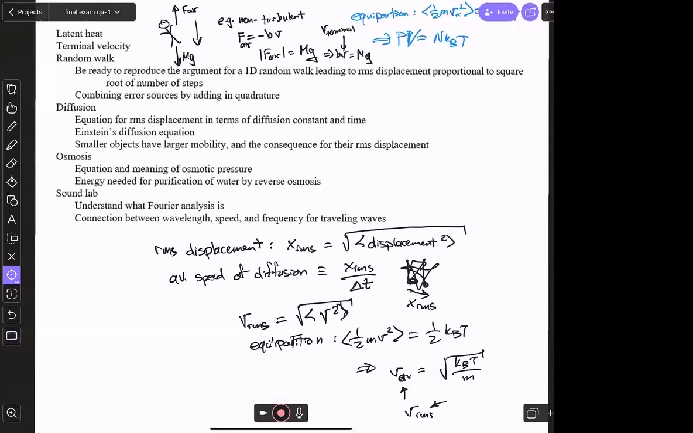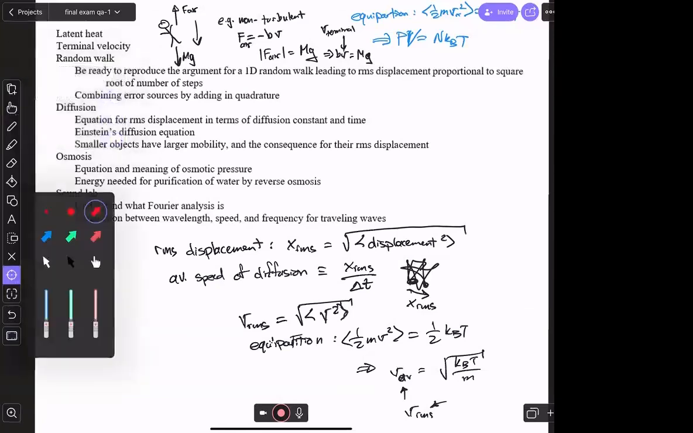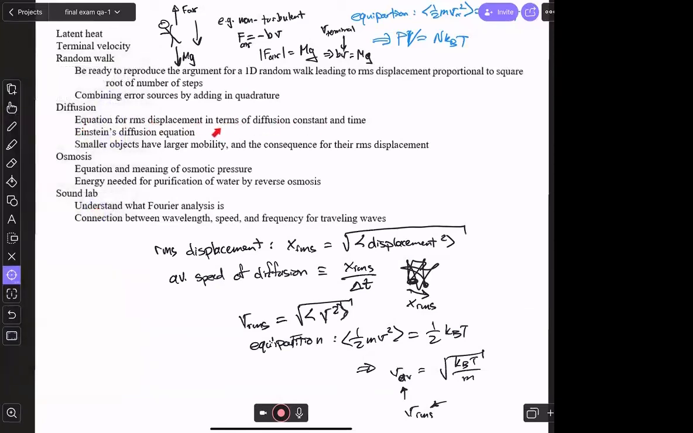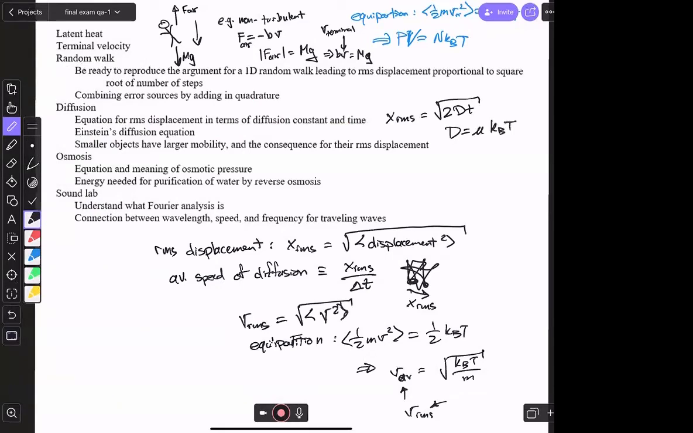Okay, diffusion. So the equation for the RMS displacement in terms of the diffusion constant and time, meaning x RMS equals the square root of 2Dt, and D equals the mobility times kBT. So that second one, that's Einstein's diffusion equation. And we made an argument that smaller objects have larger mobility, which means that their RMS displacement will be larger.